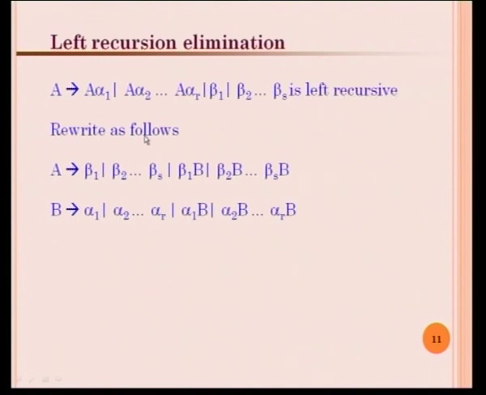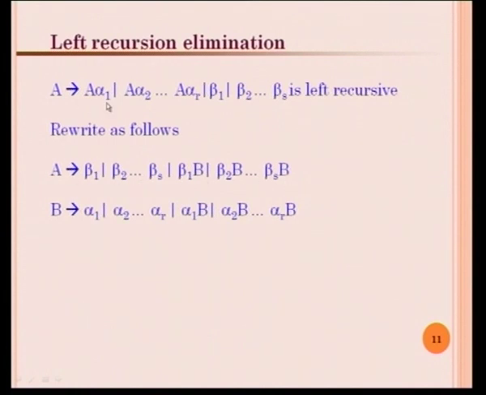So, how do you rewrite? First you have to find the production rules which are non left recursive. The non left recursive production rules are A derives beta 1, beta 2, beta 3, etc. up to beta s, and then we have to introduce the left recursive productions. To connect the left recursive rules with non left recursive rules, for every beta we will introduce a new variable called B, because we need to connect the alpha also. So, B is the new variable which we are introducing. So, beta 1 B, then beta 2 B, and then beta 3 B, etc. up to beta s B.